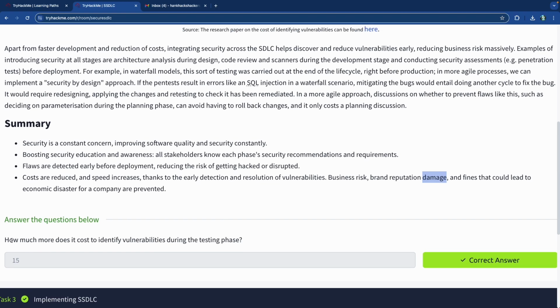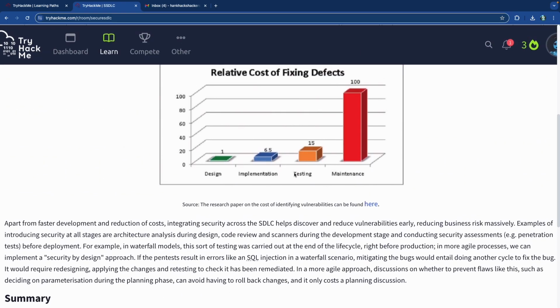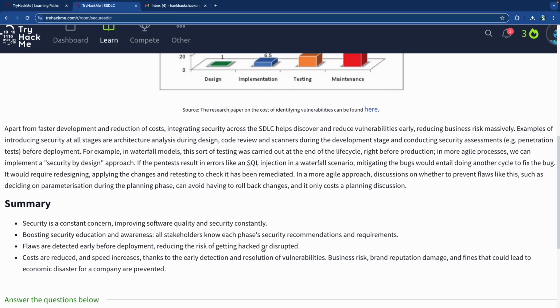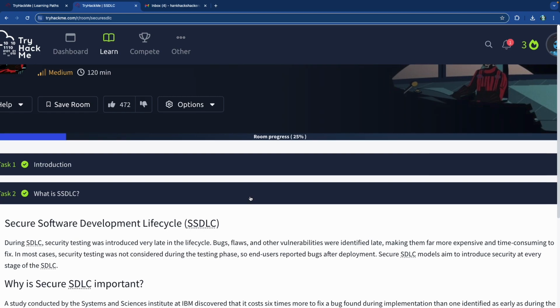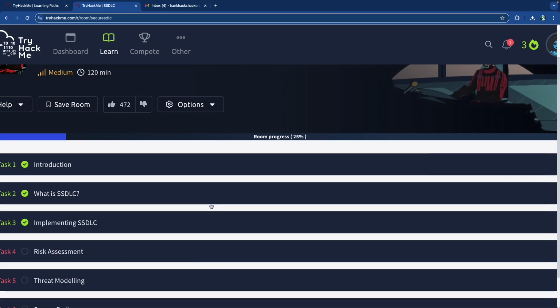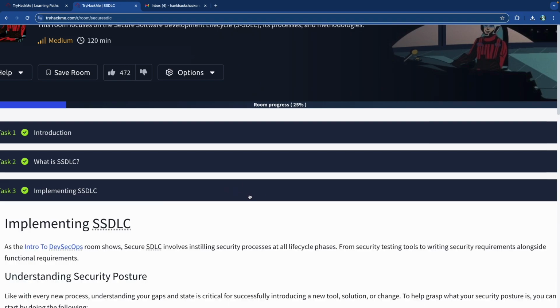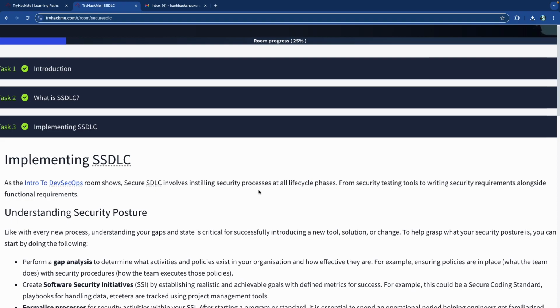So the question here is, how much more does it cost to identify vulnerabilities during the testing phase? And we saw over here that it's 15 times more expensive to do it during the testing phase. So that is just an introduction to the secure software development lifecycle room that we're in right now, so that we can actually jump into the implementation of it and everything else. So let's talk about implementing SSDLC.